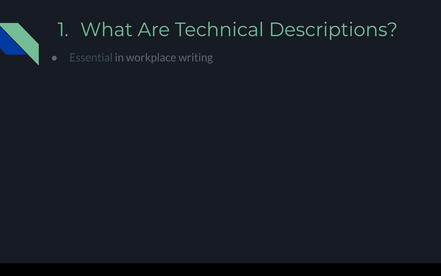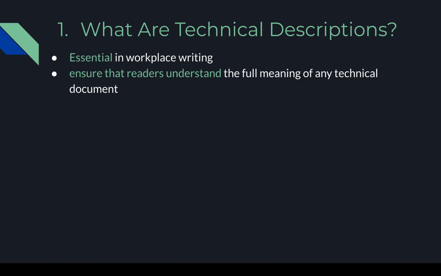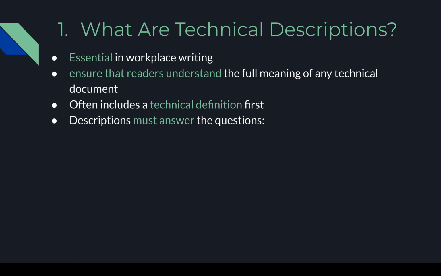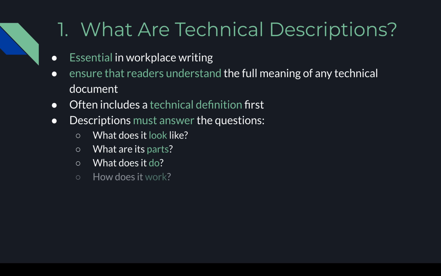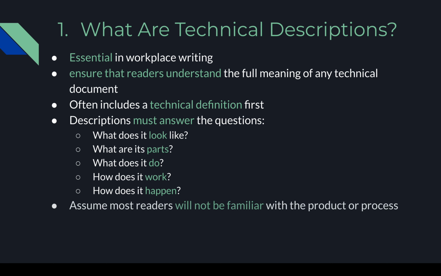What are technical descriptions? They are essential in workplace writing. They ensure that readers understand the full meaning of any technical document. And it often includes a technical definition first, which then is followed by the description itself, which must answer the questions: what does the product look like? What are its parts? What does it do? How does it work? How does it happen in the case of descriptions of processes?